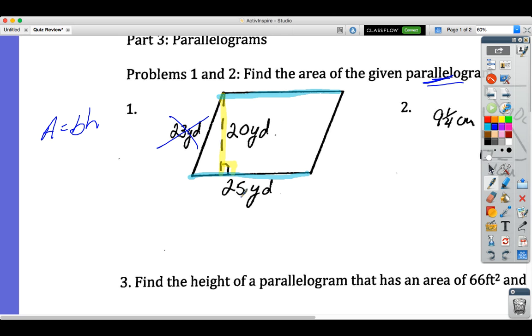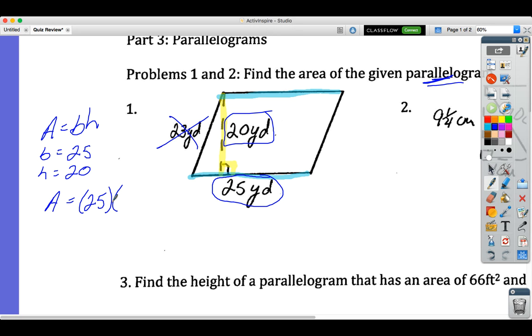So now I know that my base is going to be here, 25. On your quiz, you must be writing what your base is equal to. And I know that my height is this 20. So then if I want to solve for this, I'm just going to plug it in. My area is equal to base, which is 25, times my height, which is 20. And that means that my area is 500 yards squared.